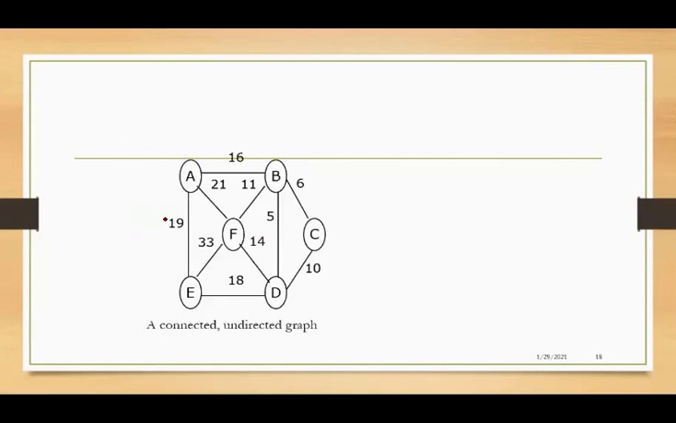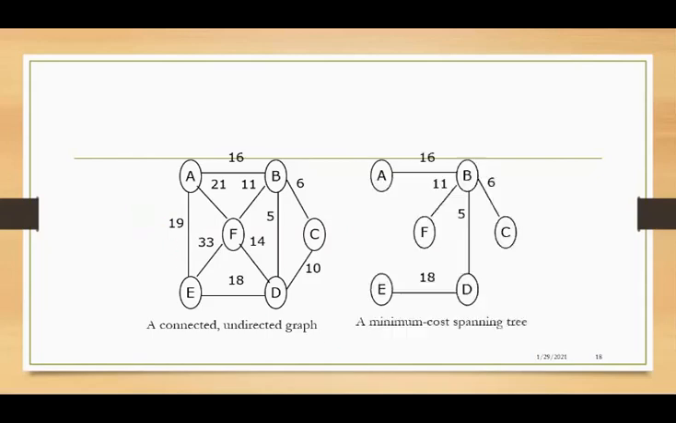So this is a connected undirected graph, and here the weights have been given for this graph. So 21 is the weight for this edge, 11 is for this. To make it clear, 33 and 14 for them respectively, 18 for this, 19, 5, 16, 6 and 10.